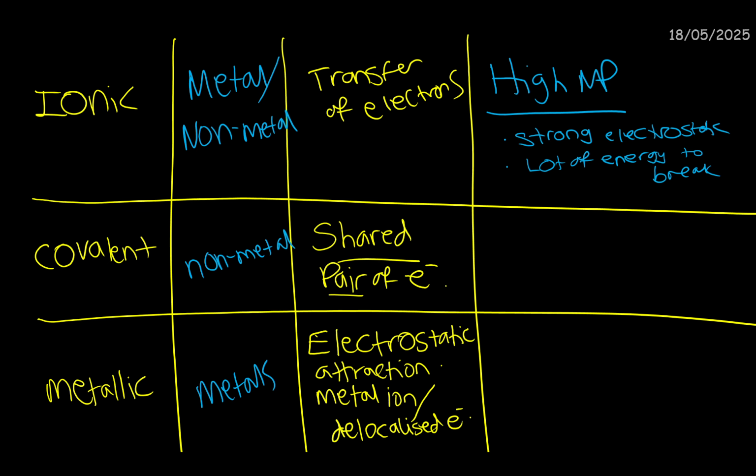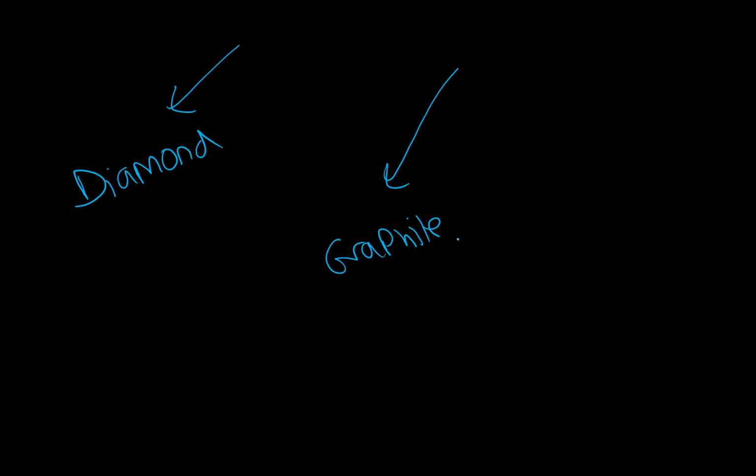Right. Let's have a look at covalent. Now, we need to know about giant covalent structures. Now, there's 3 types of giant covalent. We looked at it yesterday, but let's do it again. We've got diamond. We've got graphite. What's the final one, Anaya? Graphene. Okay, now, they all have a high melting point. Why do they have a high melting point? It's because they've got strong covalent bonds.